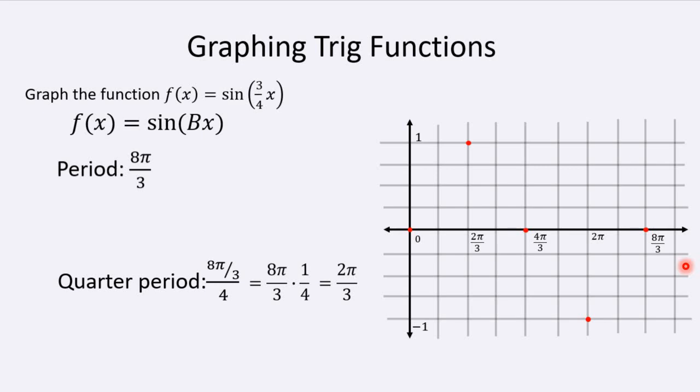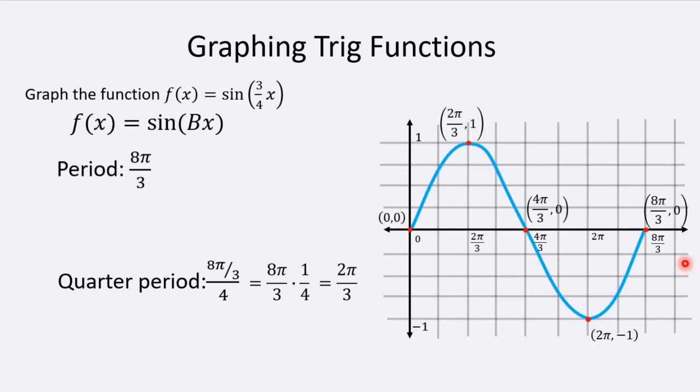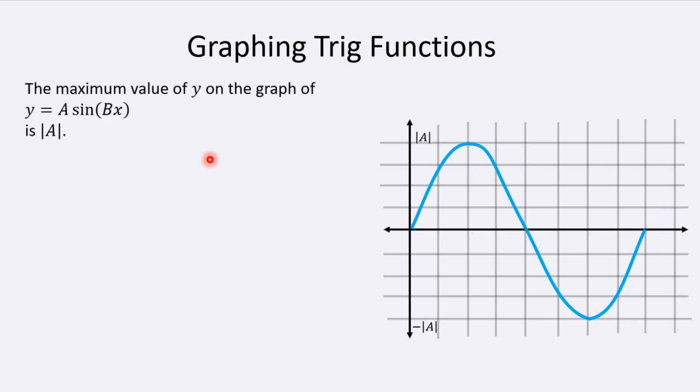So I just connect these dots, and these are my 5 key points that I can graph to get this sine wave. So I have the 5 key points, the 3 x-intercepts, and the maximum and the minimum, and that is the graph. All right, so what happens if you have a coefficient in front of the sine?